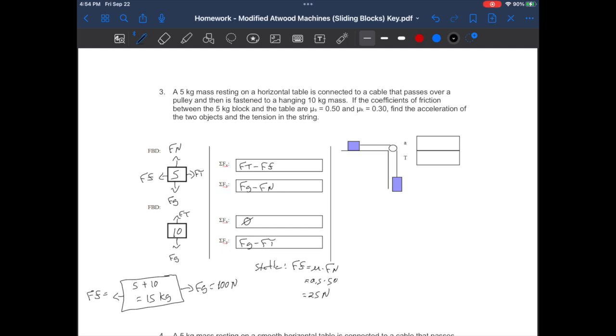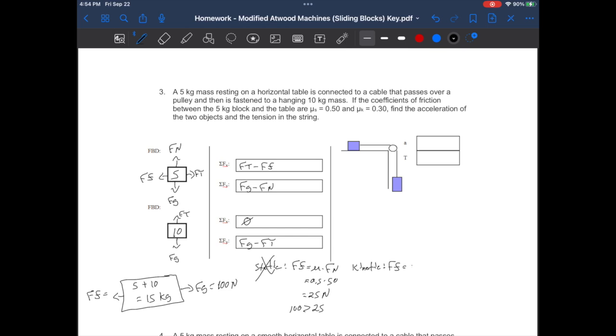So static friction is going to max out at 25. Did we overcome 25? Well, we're pulling with 100. 100's bigger than 25. Static's gone. Forget about it. We've overcome it. It's in motion. We're only looking at kinetic now.